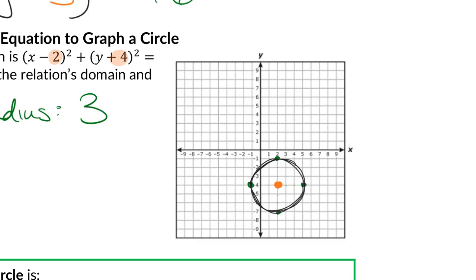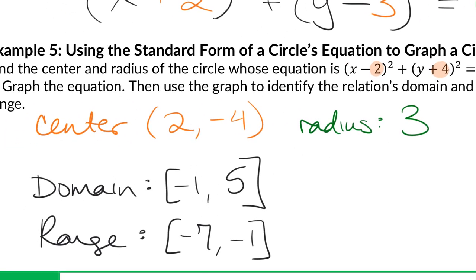Okay. There's my circle. If I was verifying the domain and range, how far to the left does this circle go? Negative 1. How far does it go to the right? 5. That's what we wrote for the domain. Left negative 1, right 5.